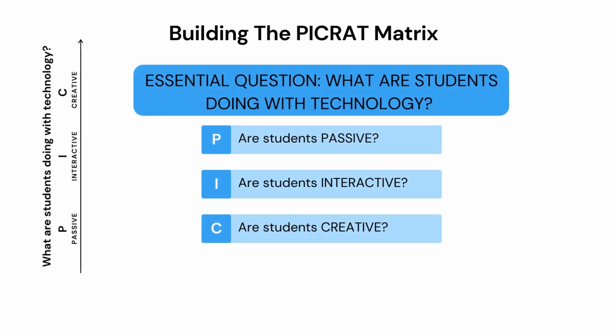In order to build the PICRAT matrix, one must ask themselves 2 essential questions about the technology activity. The first question is, what are students doing with technology? This is where we get the PIC part of the PICRAT model. Are they using technology P, passively, I, interactively, or C, creatively? You can see on the left here that the first question presents itself on the matrix of the y-axis.